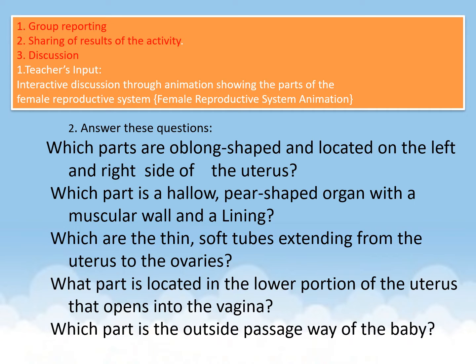Then, answer the questions. Which part is oblong shaped and located at the left and right side of the uterus? Which part is a hollow pear-shaped organ with a muscular wall and a lining? Which are the thin, soft tubes extending from the uterus to the ovaries? What is located in the lower portion of the uterus and opens into the vagina? What part is the outside passageway of the baby?